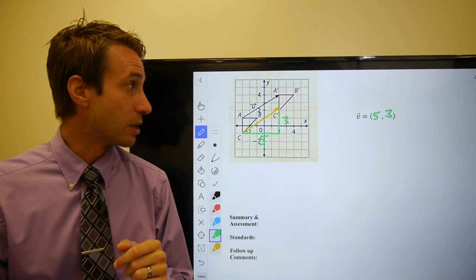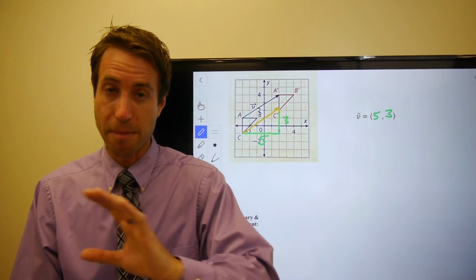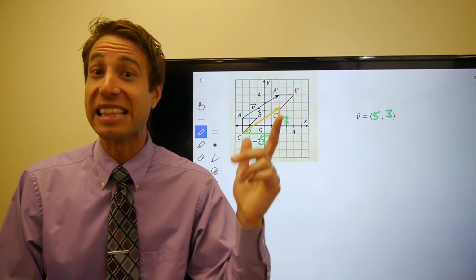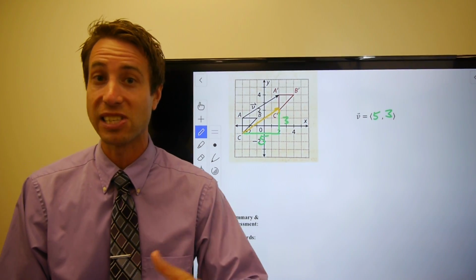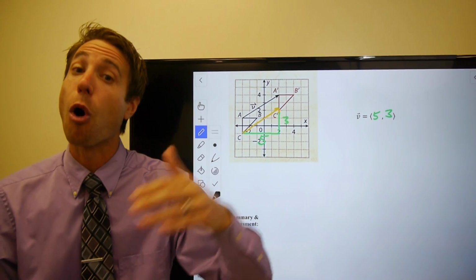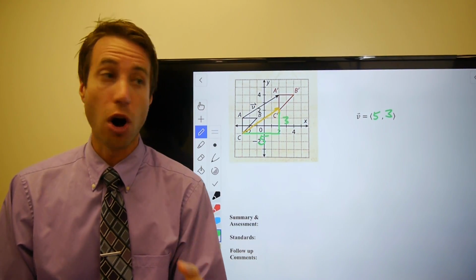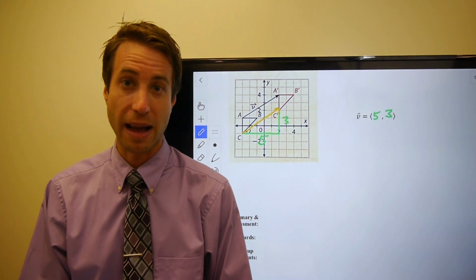Every vector is going to be the same because it is a rigid motion. I'm moving every point the same distance in the same direction. Doesn't matter whether you do A prime, B prime, C prime. They've all been shifted the same magnitude in the same direction along this translation vector. The components are (5, 3).